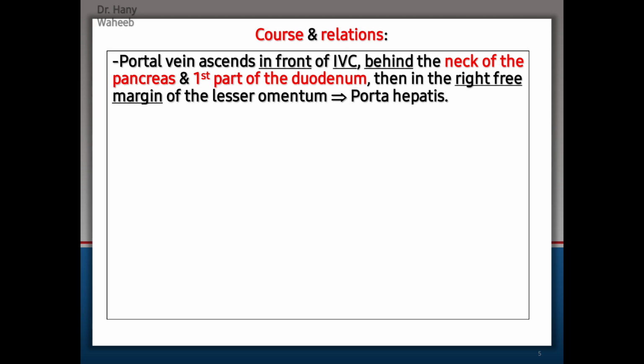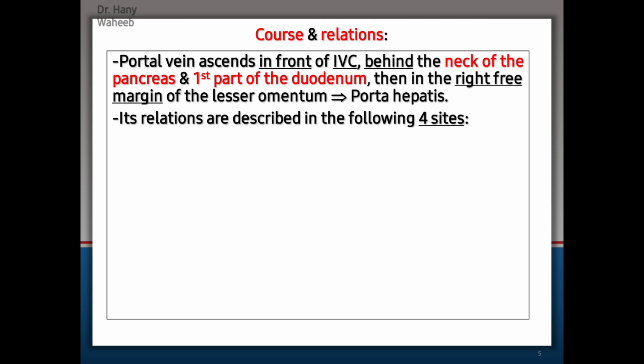Then it ascends in the right free margin of the lesser omentum. Right free margin of lesser omentum is third anatomical region and it terminates at porta hepatis of the liver. This is the fourth anatomical region. Its relations are described in the following four anatomical sites.